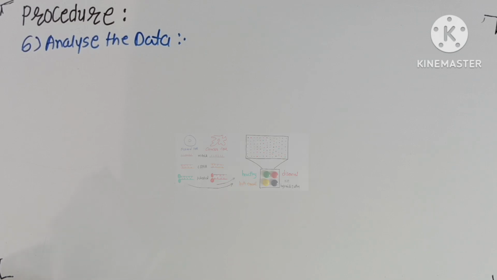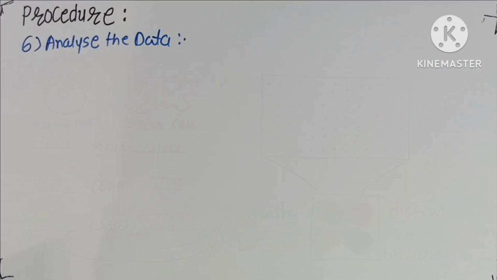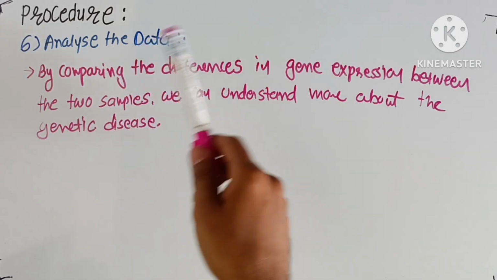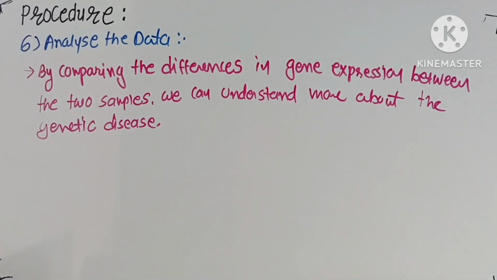Next, analyze the data or the result. As you can see here, four kinds of color or signal are generated: green, red, yellow and black. Green is the place where the healthy sample hybridized more than the disease sample with the target DNA. Red stands for where the disease or cancerous sample hybridized more than the non-disease sample with the target DNA. Yellow means both samples hybridized equally to the target DNA, and black is the area where neither sample hybridized to the target DNA. So by comparing the differences in gene expression between these two kinds of samples, we can understand more about the genetic disease.